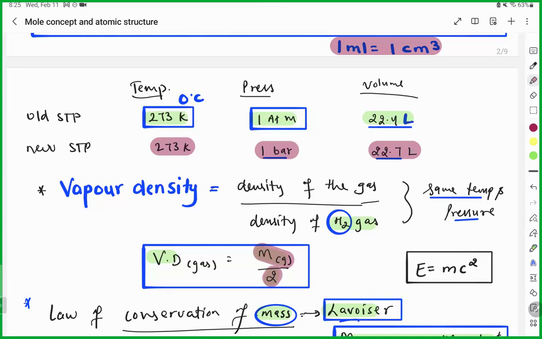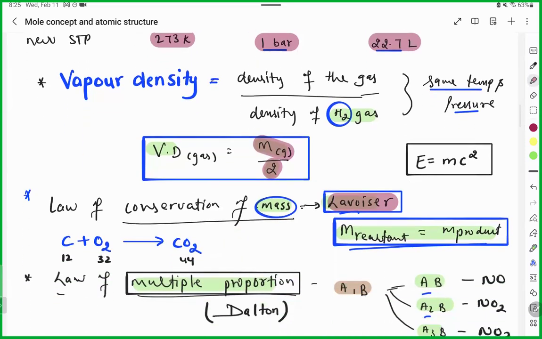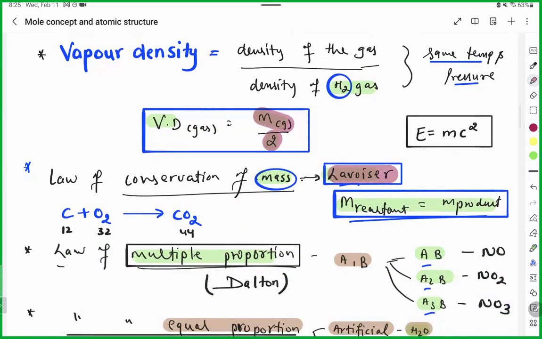Next, what is law of conservation of mass? In a given reaction, mass of the reactant is equal to mass of the product. Example, if you take 12 gram carbon and 32 gram oxygen, it will form product CO2. Mass is still 44. If you combine both of them, it remains same. This law of conservation of mass was given by Lavoisier.